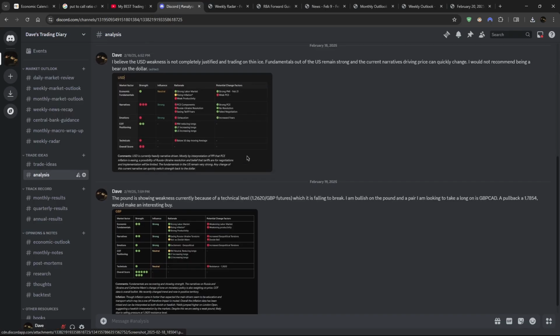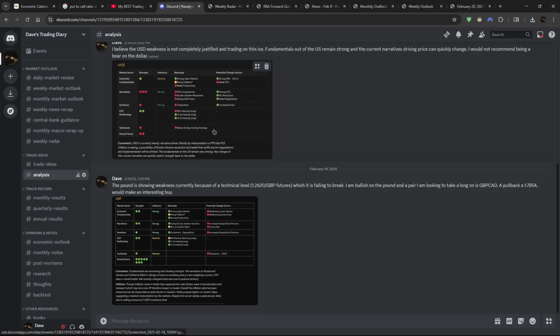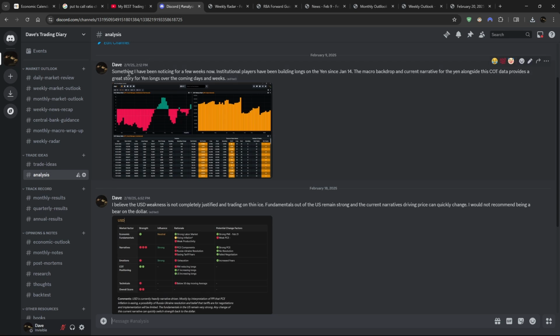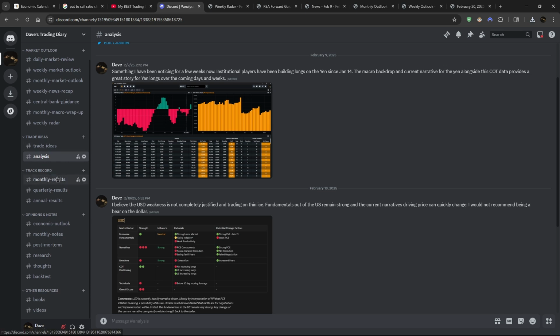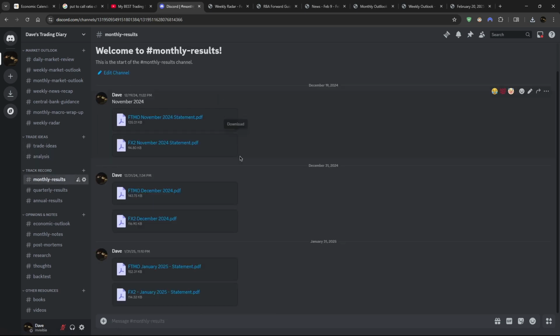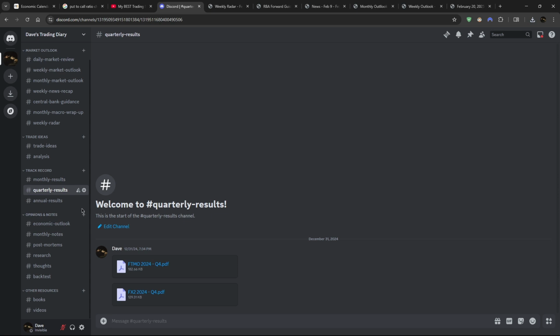Next we have analysis, and this is just, as the name suggests, some analysis, just something interesting I saw in the market. So that is this channel right here that I created recently. If you look at this, this is when I was bullish on the yen, and I noted this, and this was February 9th. So I have been bullish on the yen for some weeks now. Next we have monthly results. So these are just like my statements, so I can keep track of my monthly trading results, quarterly results and whatnot.